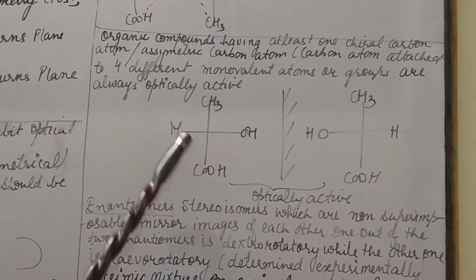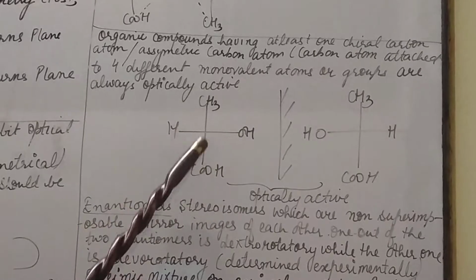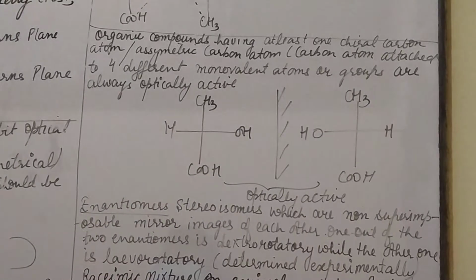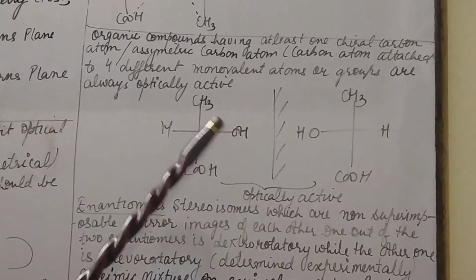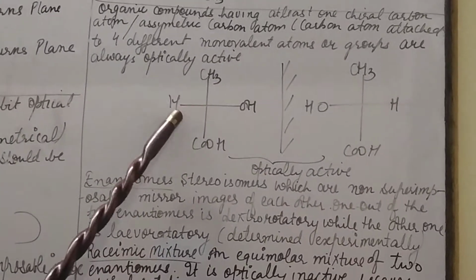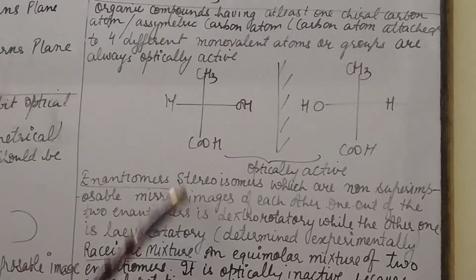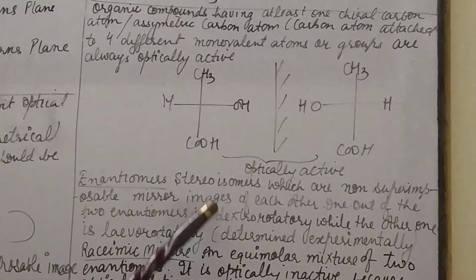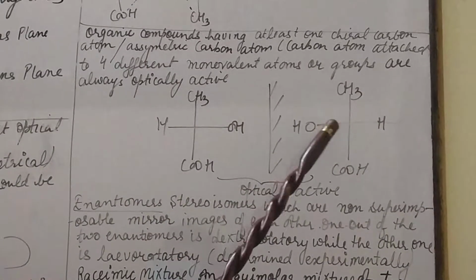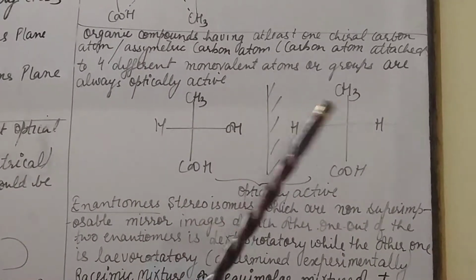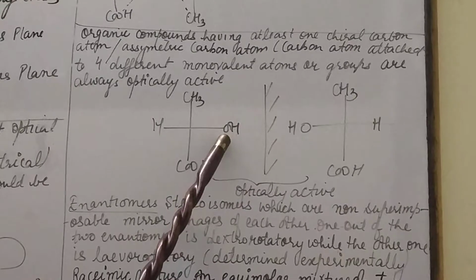All the 4 atoms or groups should be different. Such carbon is called chiral carbon. So if an organic compound has one chiral carbon atom, that compound will be definitely optically active. So as we can see, if I draw the mirror image of this, this OH group will come on left hand side, earlier it was on right hand side.